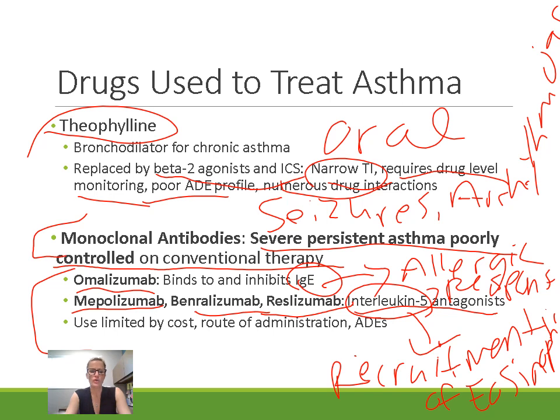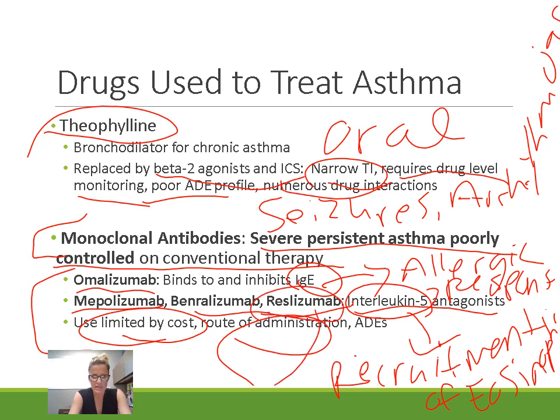These agents are frequently limited by cost. They're extremely expensive. Route of administration, when we look at it, they're parenteral, they're not taken by mouth. Reslizumab is IV. The other agents are sub-Q, which is harder than oral medications. The adverse drug effect profile is harder.